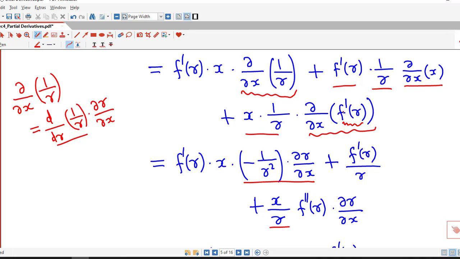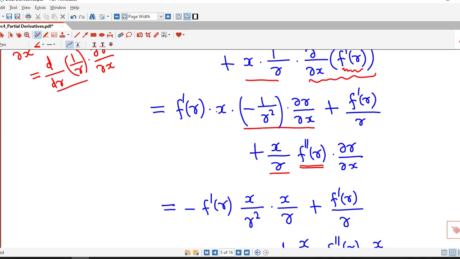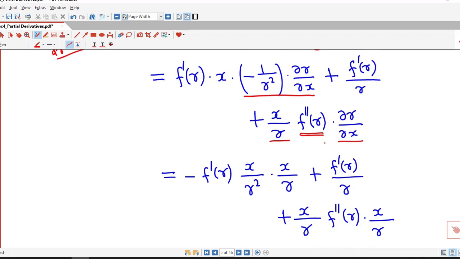By chain rule, first we differentiate f dash r with respect to r, that is f double dash r into the derivative of r with respect to x. Now del r by del x is x by r, so in the next step we put x by r in place of del r by del x. Here we take the negative sign outside. This we can rewrite as f dash r into x divided by r square. Del r by del x is x by r plus f dash r divided by r, and here this we can rewrite as x by r f double dash r into x by r.